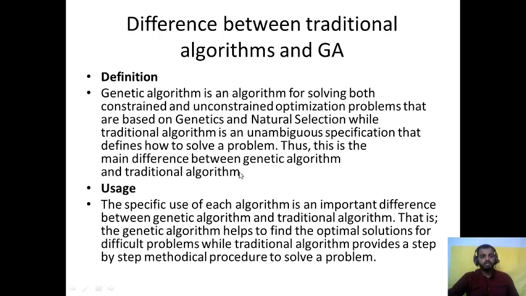Now, with reference to usage, the specific use of each algorithm is an important difference between genetic and traditional algorithm. That is, the genetic algorithm helps to find the optimal solution for difficult problems, while the traditional algorithm provides a step-by-step methodological procedure to solve a problem. This is the main difference.